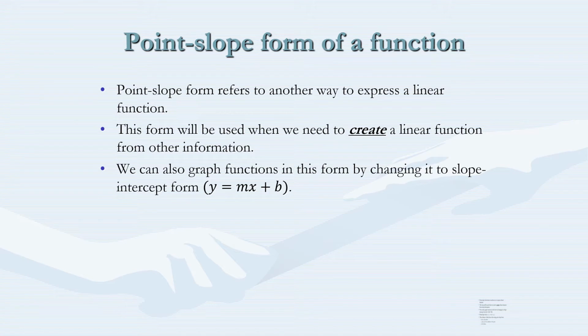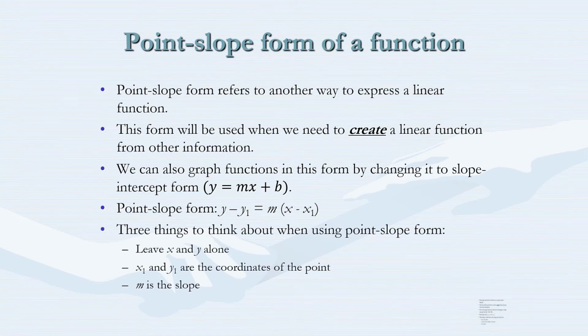We can also graph functions in this form by changing it to slope-intercept form, which we learned in lesson 5-3, y equals mx plus b. Point slope form is y minus y1 is equal to m, the slope, times the quantity x minus x1. In this form, y and x are going to stay and leave alone. x1 and y1 are the coordinates of your point.